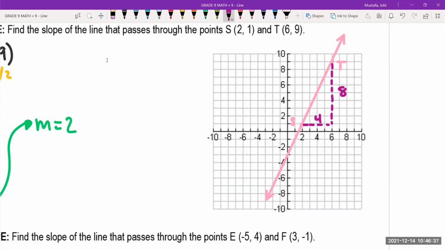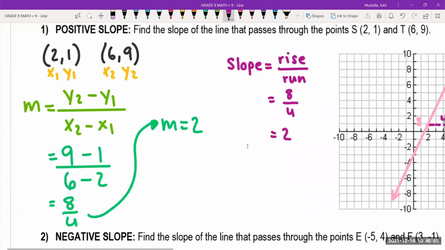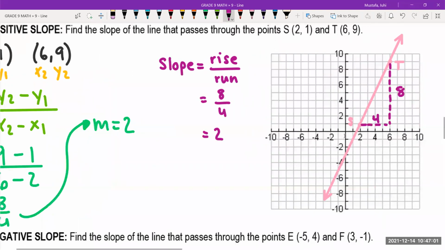And I'm just going to come over here. So from a graph, all we need to do is slope is equal to rise over run, which in this case is 8/4, and it's going to be a 2. So this confirms that the answer you get from your graph is the same answer as you get using algebra. And by the way, it's a positive 2 because the line is going upwards.